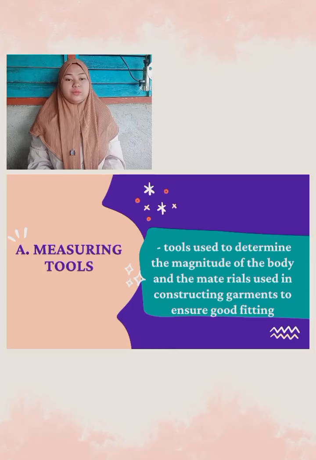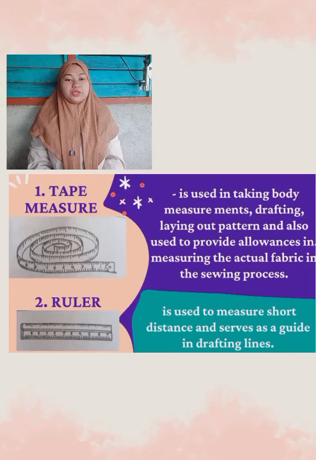which can be used to determine the measurements of the body and the materials when constructing the garments, to ensure that the fabrics are well fitted. So first is the tape measure. This tape measure is used for measuring the body measurements of the person that we are going to make a cloth for, and also for making allowances in order not too tight for the person that is going to wear that cloth.